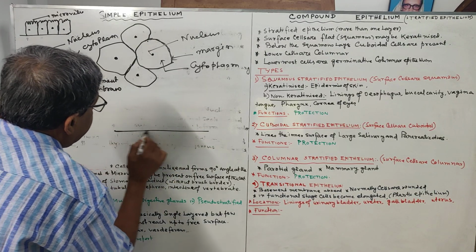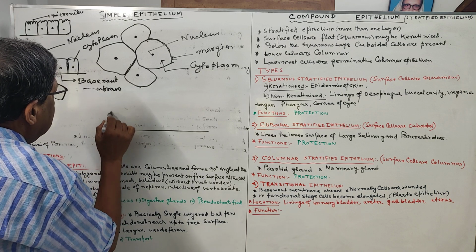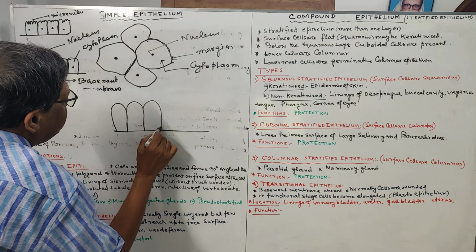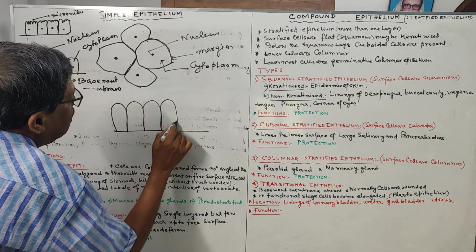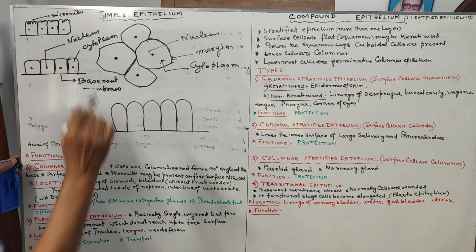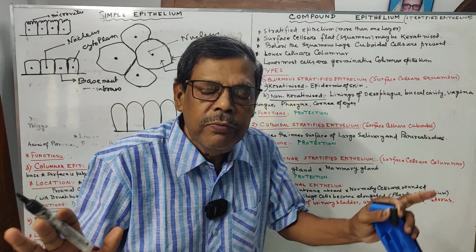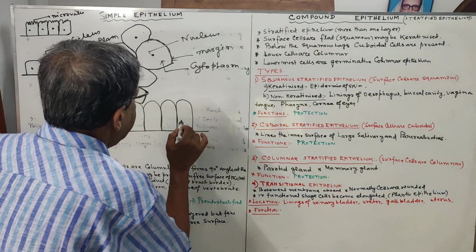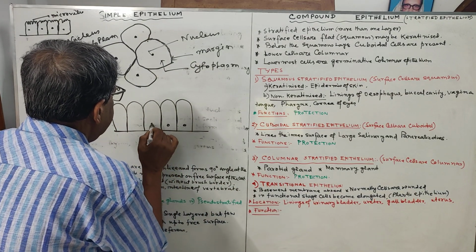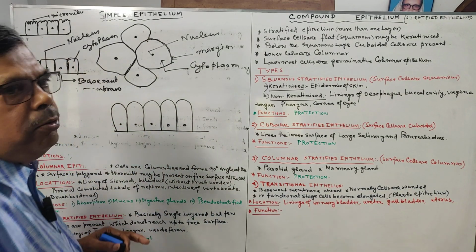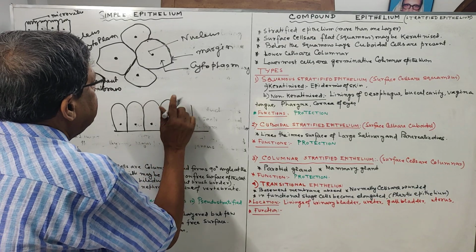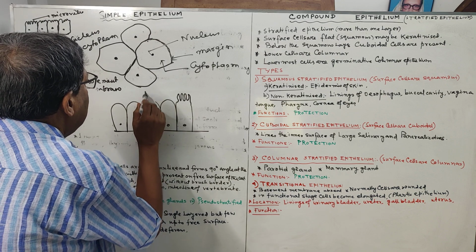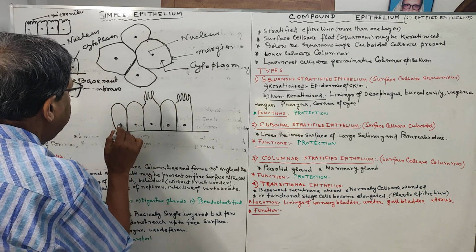This is the basement membrane where it is found. Column-like structures, the height is much more than the breadth and length. This is a basally placed nucleus. In case it bears the microvilli, sometimes this is called the brush border cell.